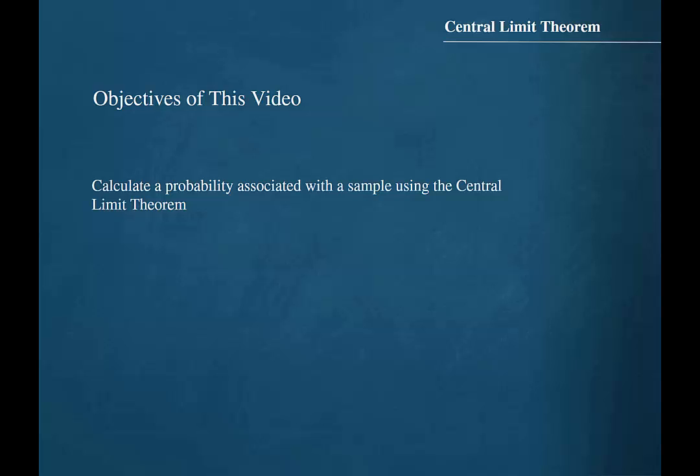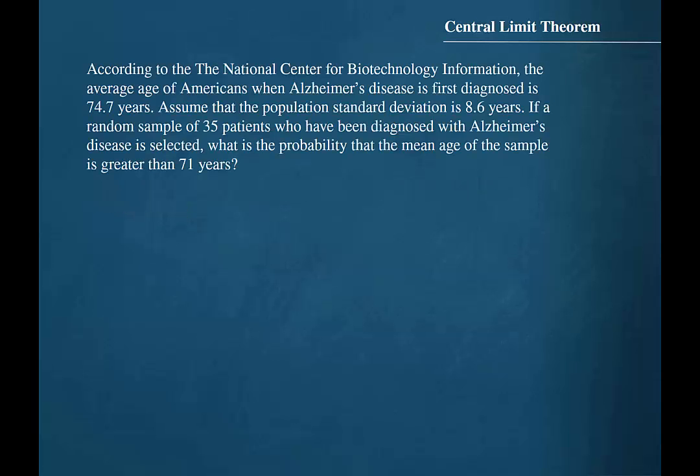The objective for this video is to learn to calculate a probability associated with a sample using the central limit theorem. According to the National Center for Biotechnology Information, the average age of Americans when Alzheimer's disease is first diagnosed is 74.7 years. Assume that the population standard deviation is 8.6 years. If a random sample of 35 patients who have been diagnosed with Alzheimer's disease is selected, what is the probability that the mean age of the sample is greater than 71 years?